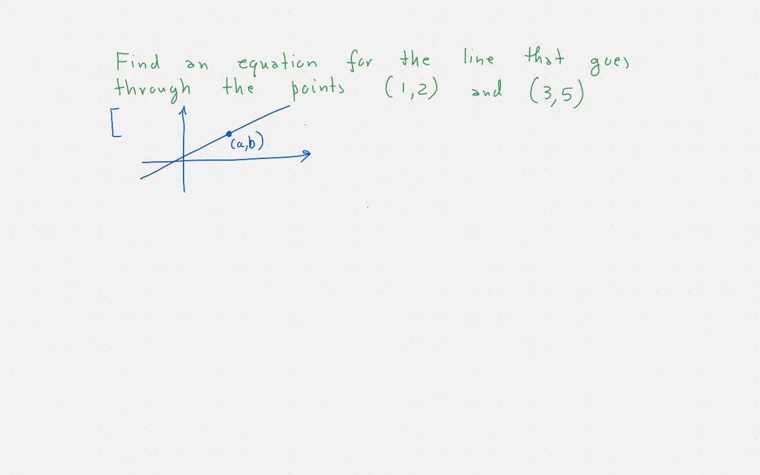Then we have the so-called point-slope formula that tells us that the equation of the line is y minus b is equal to m times x minus a. Or sometimes people just write it y is equal to b plus m times x minus a. Either one is fine.